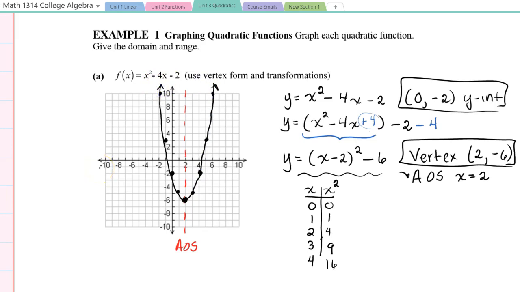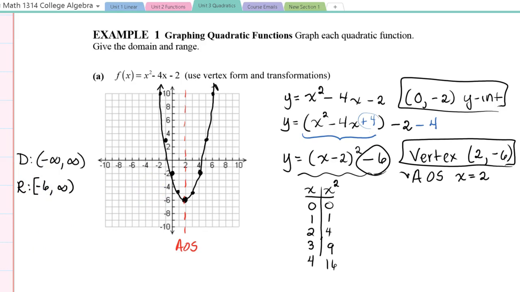Now it also asks us for our domain and range. Remember, for our parent function, we know that our domain is going to be from negative infinity to positive infinity. Shifting our graph left and right will not change our domain. Our range from our parent function was from 0 to infinity. But we have shifted it up and down, so therefore our range will change. In fact, because it went down 6, we're going to start at negative 6 and go all the way up to infinity.